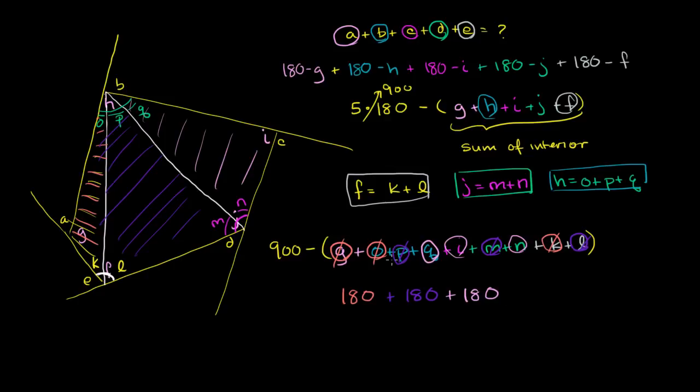And so now we know that the sum of the interior angles for this irregular pentagon, it's actually going to be true for any pentagon, is 180 plus 180 plus 180, which is 540 degrees. So that whole thing is 540 degrees. And if we want to get the sum of those exterior angles, we just subtract it from 900. So 900 minus 540 is going to be 360 degrees. And we are done. This is equal to 360 degrees.